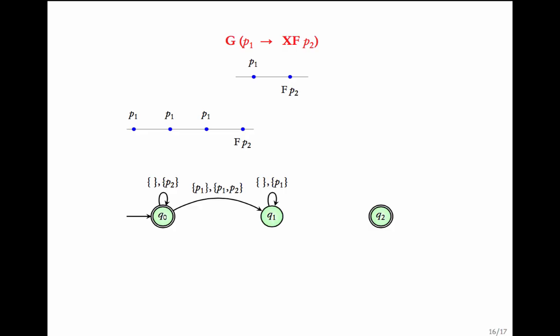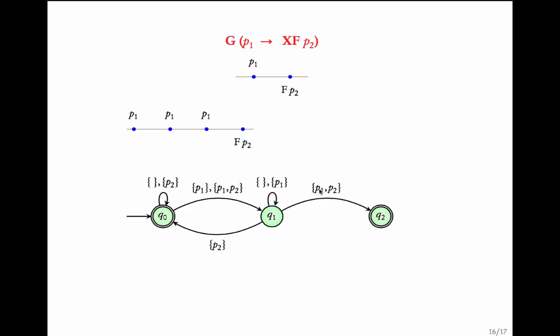Now, suppose you see P2, you can go back to this accepting state. This says that for all the P1s that I have seen, XFP2 has been satisfied.